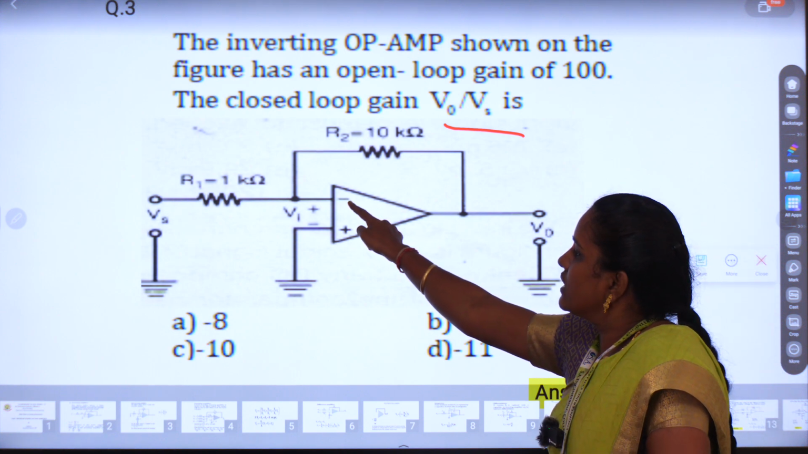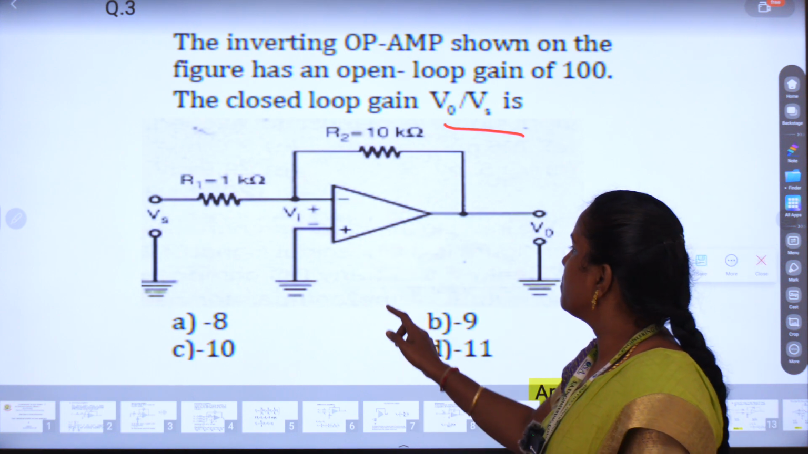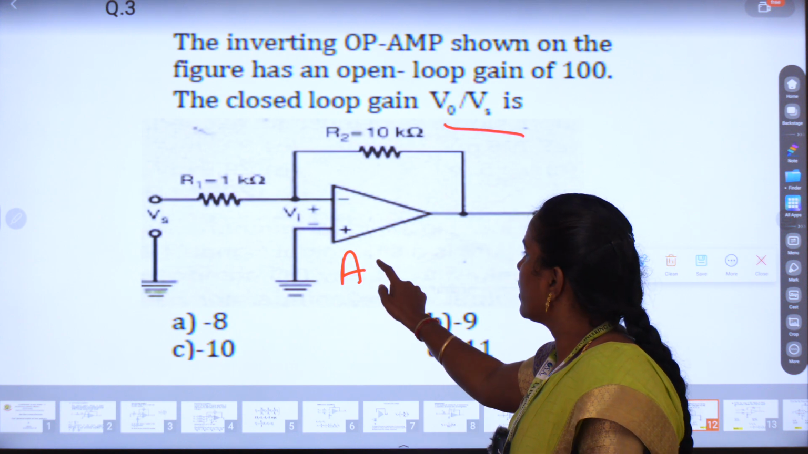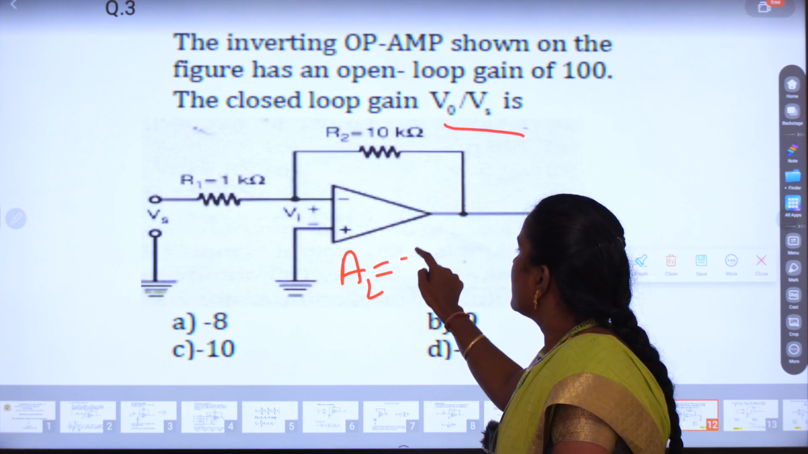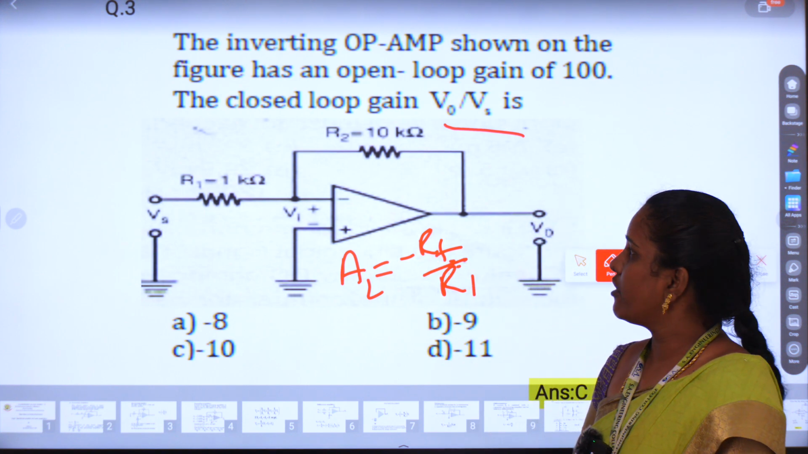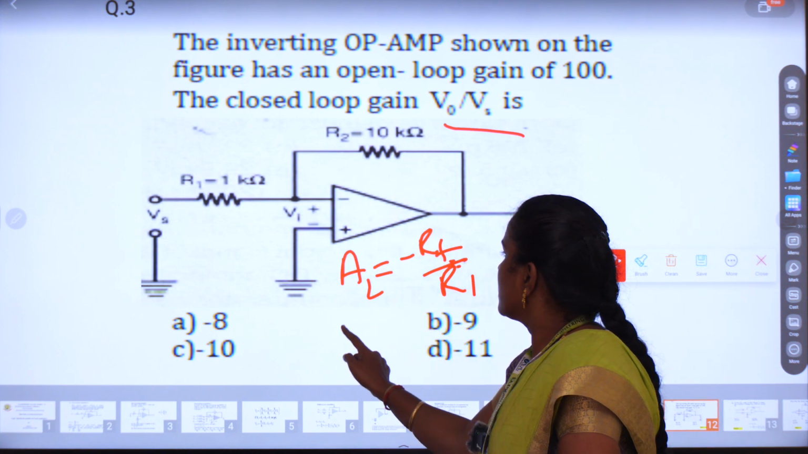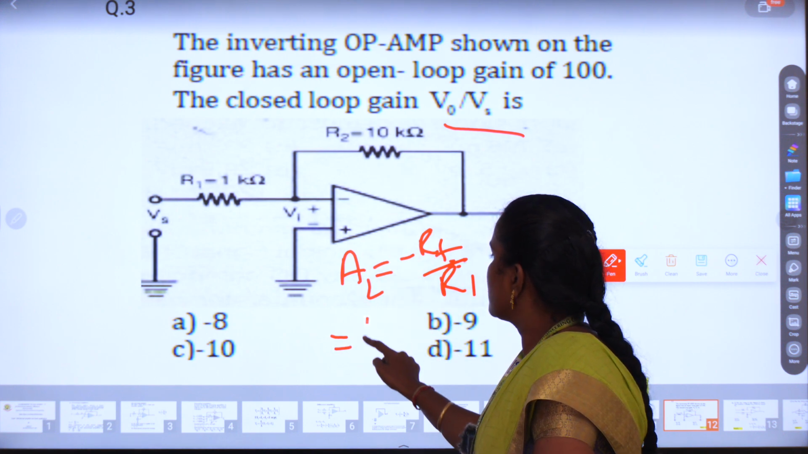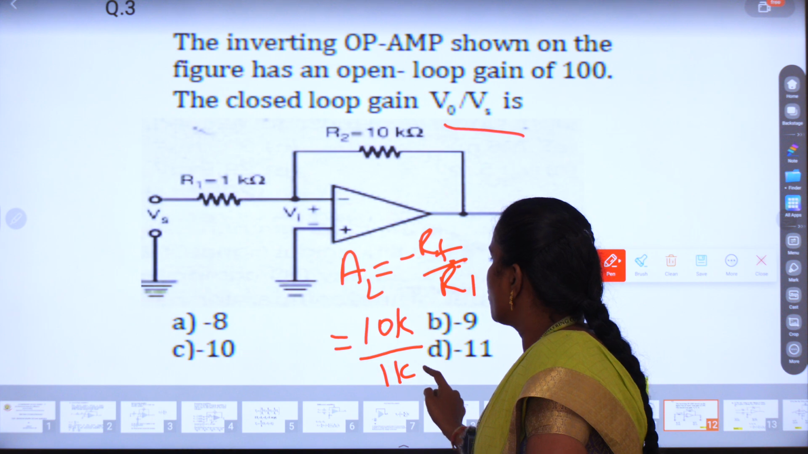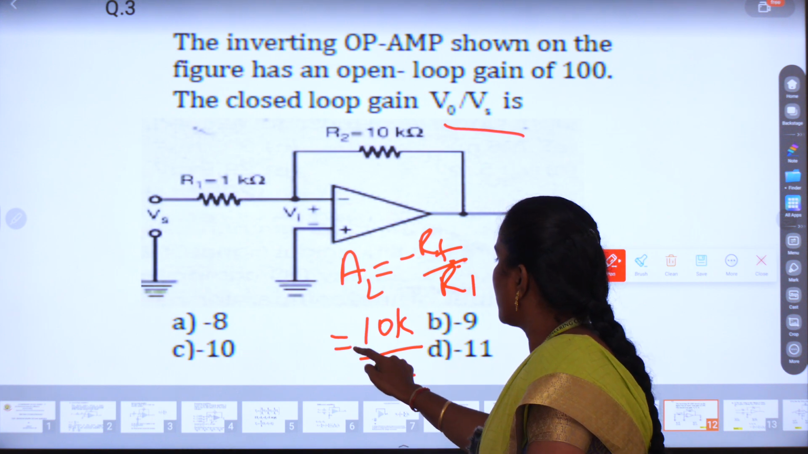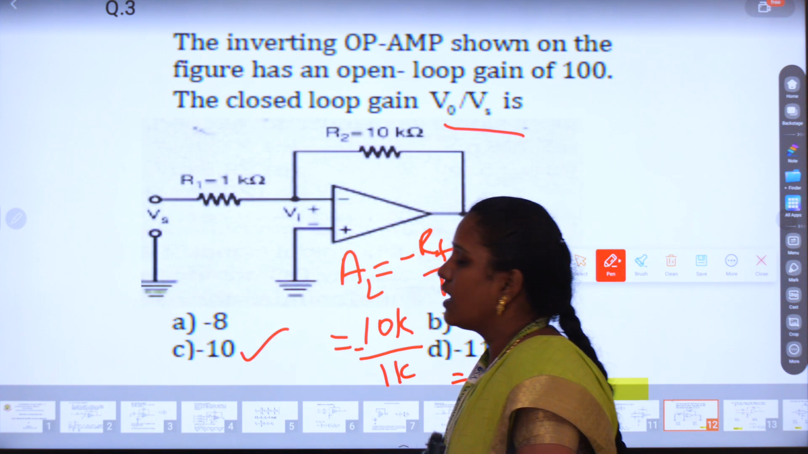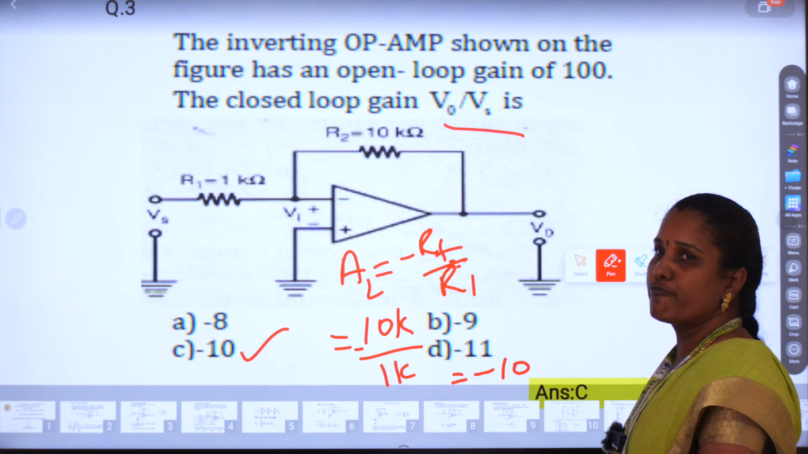This is the inverting terminal. For the inverting terminal, the gain factor is equal to minus Rf by R1. Here it is given that Rf is 10 kilo ohm and R1 is 1 kilo ohm. So you can get the answer: minus 10. So C is the answer for this type of problem.